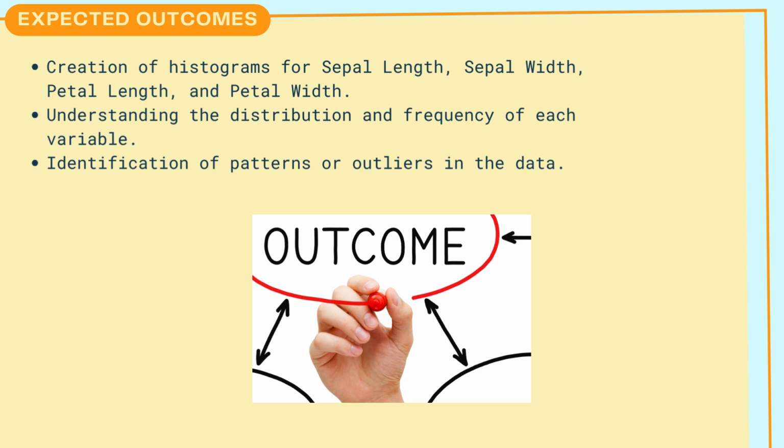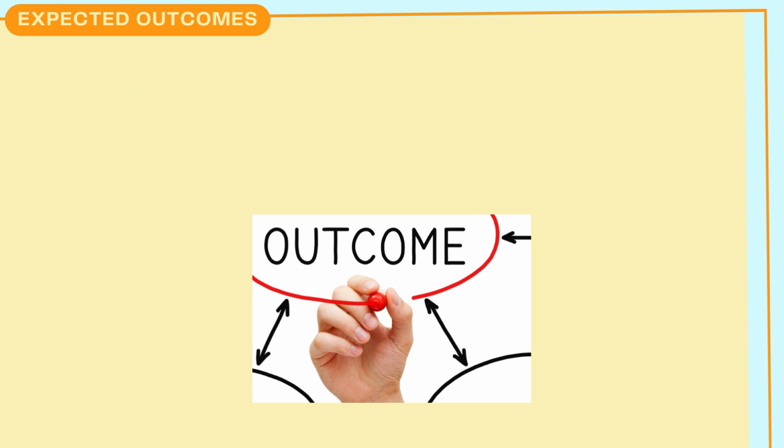Expected outcomes. Creation of histograms for sepal length, sepal width, petal length, and petal width. Understanding the distribution and frequency of each variable. Identification of patterns or outliers in the data.